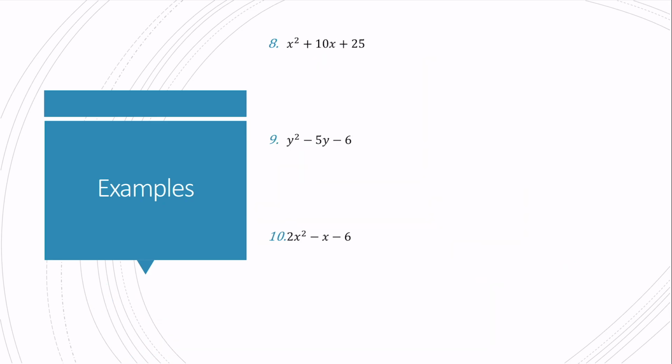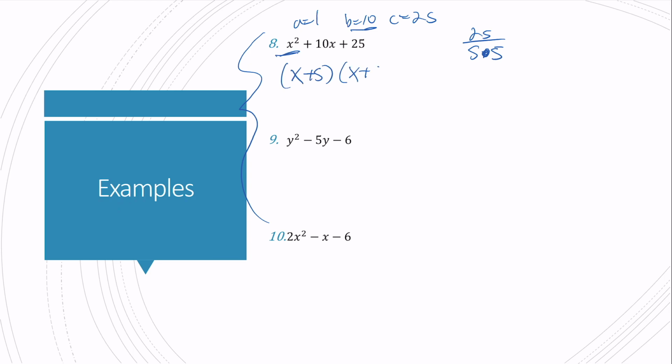I've got x squared plus 10x plus 25. So these are all trinomials, all these examples. We're going to find the factors of AC that add up to b. Here a is 1, b is 10, c is 25. What are some factors of 25 that add up to 10? How about 5 and 5? And our a is 1, so I can just rewrite this as x plus 5 times x plus 5, or as x plus 5 squared.